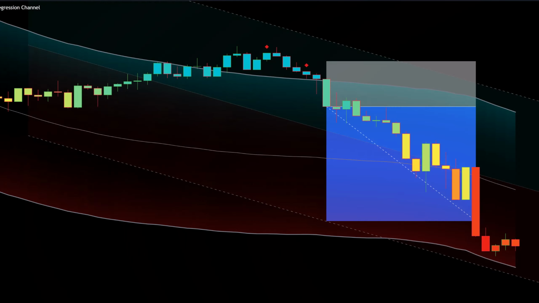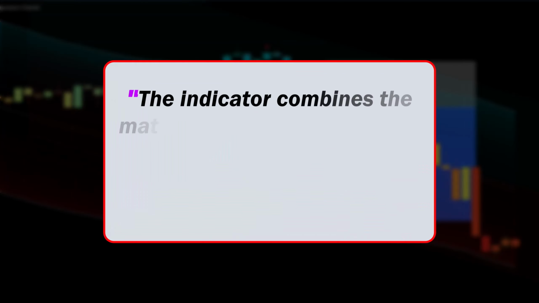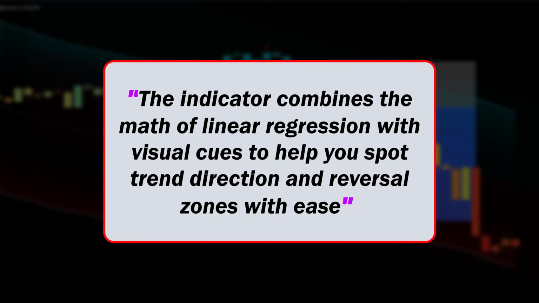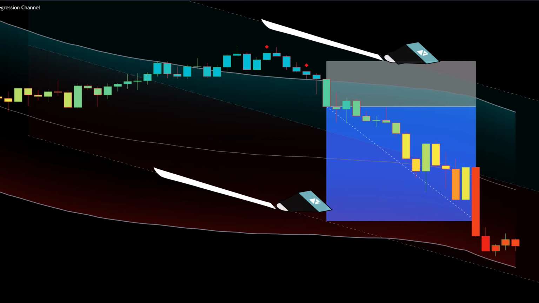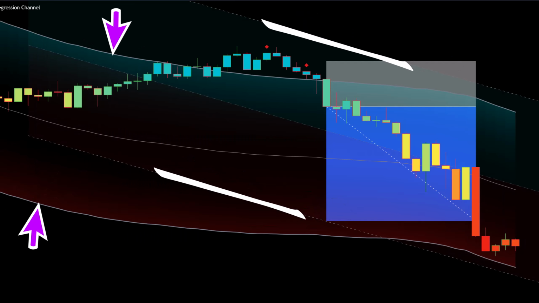So, in summary, the Linear Regression Channel Indicator by Chart Prime is a surprisingly versatile trading tool. It combines the math of linear regression with visual cues to help you spot trend direction and reversal zones with ease. You get the main channels, the oversold and overbought bands, and the game-changing reversal diamonds. Add in the colored candles and the optional future projection feature, and you've got a well-rounded visual system that helps you stay a step ahead in the market.